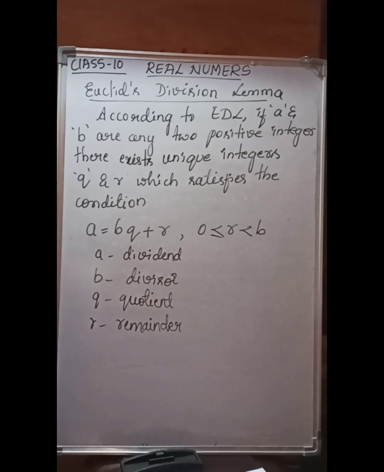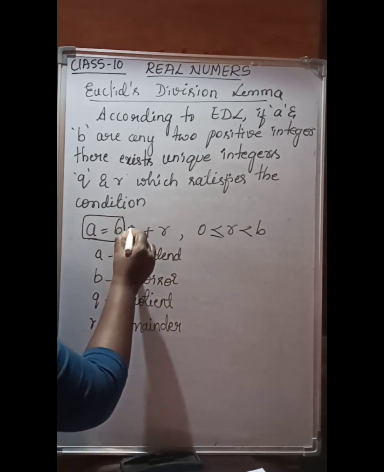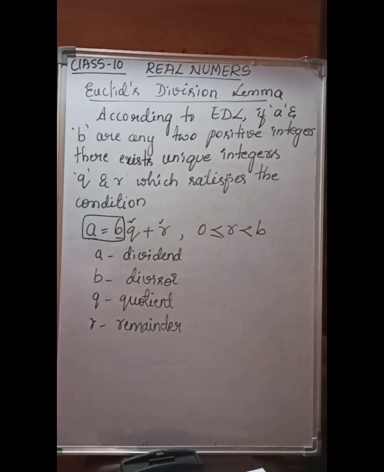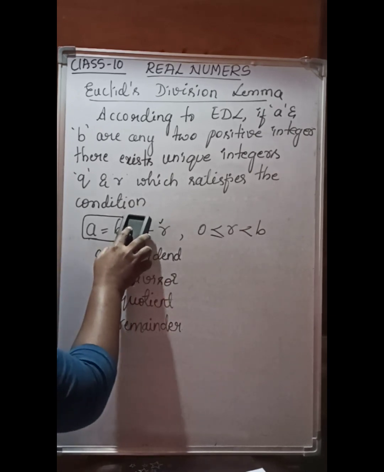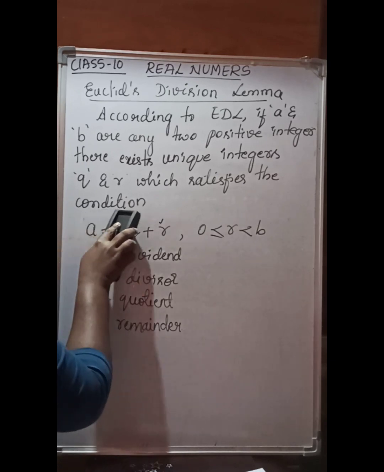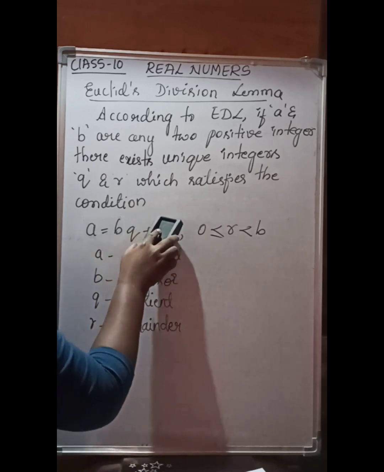So mathematically, how will we write this statement? The statement is: if a and b are any two positive integers, to satisfy this condition there exist another two integers, q and r, to satisfy the statement a = bq + r. What is a here? A is the dividend and b is the divisor, q is the quotient, r is the remainder. So this is the statement.